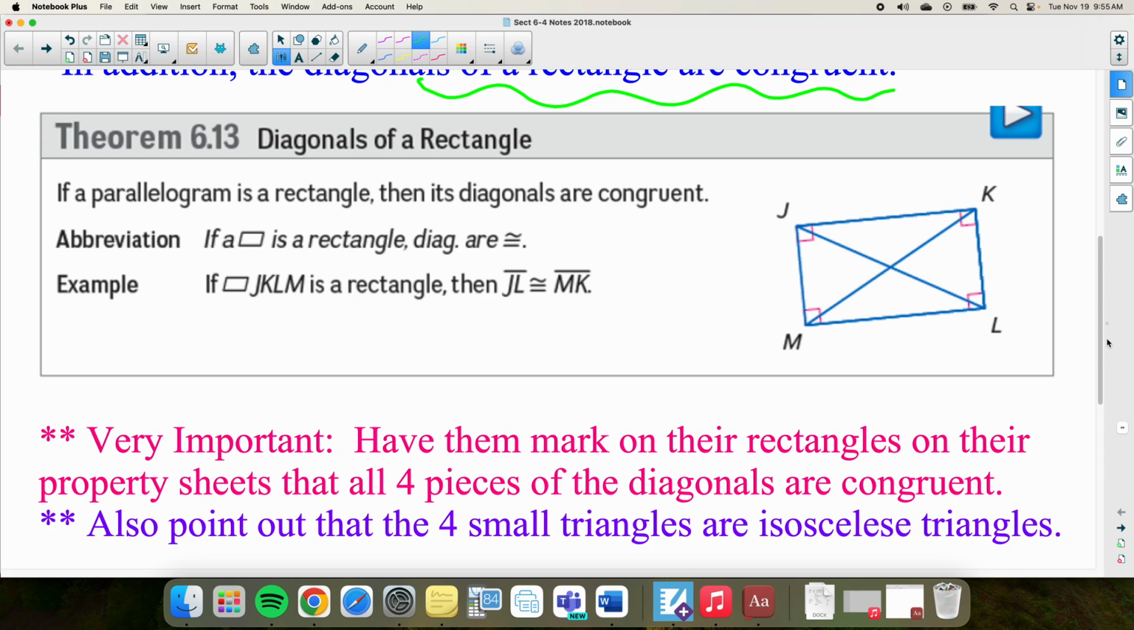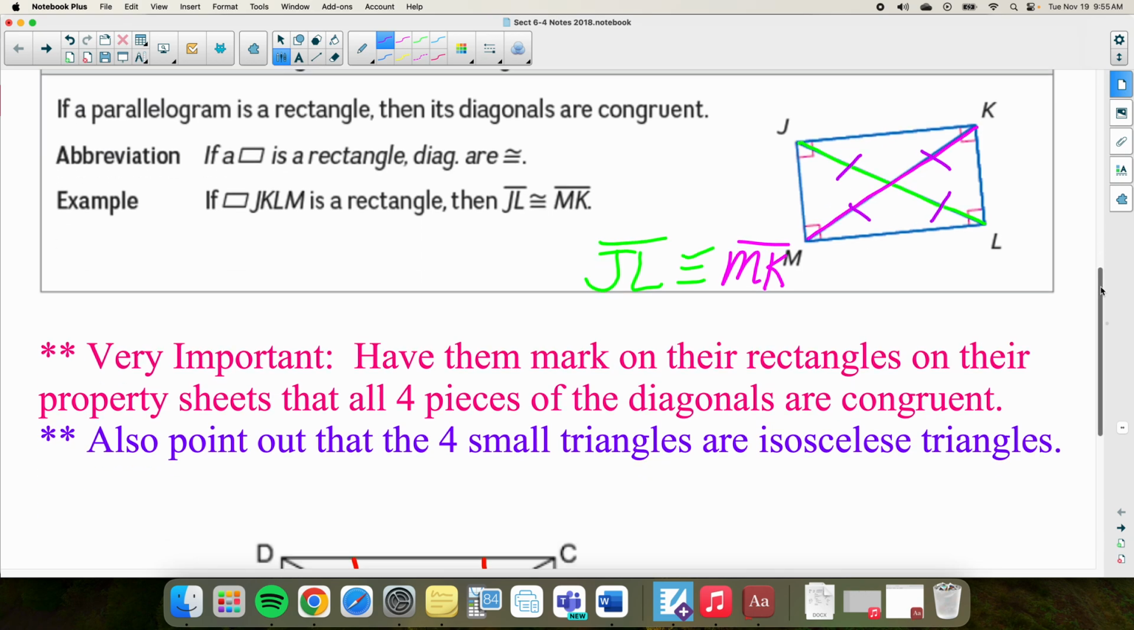a rectangle, and this whole diagonal, JL, is congruent to this whole diagonal, MK, okay? And what happens because of that is that all 4 pieces of those diagonals bisect each other, okay? So that's something that's super important in a rectangle, is not only is the whole diagonal congruent to the other whole diagonal, but all 4 of these pieces are equal, okay?